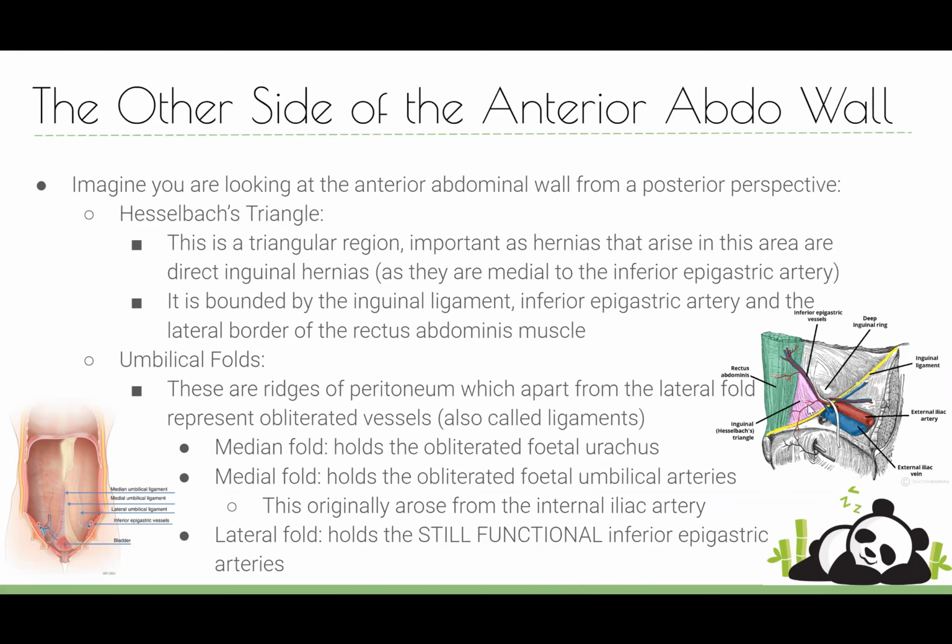Importantly, they are medial to the inferior epigastric artery. It's bounded by the inguinal ligament, the inferior epigastric artery, and the lateral border of the rectus abdominis muscle. But the most important factor is that it's medial to the inferior epigastric, and it's the site for direct inguinal hernias. It's termed direct because it goes directly through the abdominal wall. Well, at least that's how I see it. I don't know if that's the actual reason, but it goes directly through the abdominal wall, and that's why it's a direct inguinal hernia.